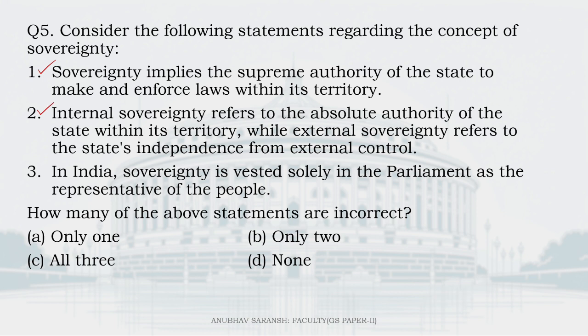Number 3. In India, sovereignty is vested solely in the parliament as the representative of the people. Now, this is wrong. Why? I hope you remember, which is very well evident from the preamble, which begins with the phrase, "We the people of India," and ends with, "We the people of India have given to ourselves this constitution," right? So the sovereignty vests solely in the people of India, not the parliament. Okay, so 3 is wrong. So the question says, how many of the above statements are incorrect? A. Only 1 statement is incorrect.